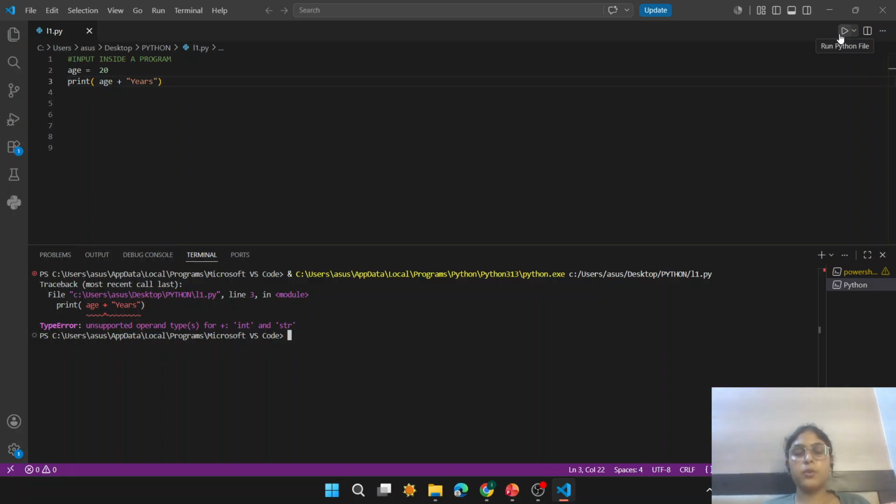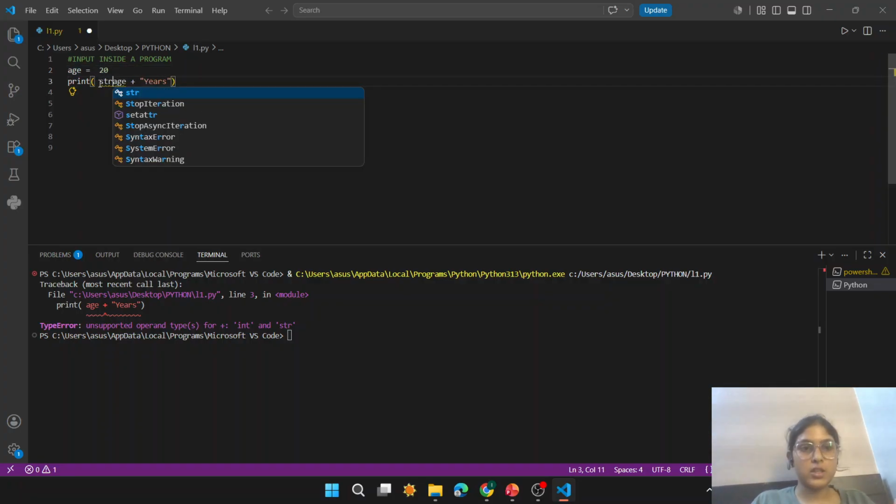Now you must be wondering why it's not running. Because in Python, you can never add an integer and a string together. One value is an integer, another is a string. Python cannot combine different data types directly. The correct way would be to first change this value into a string, either here or here.